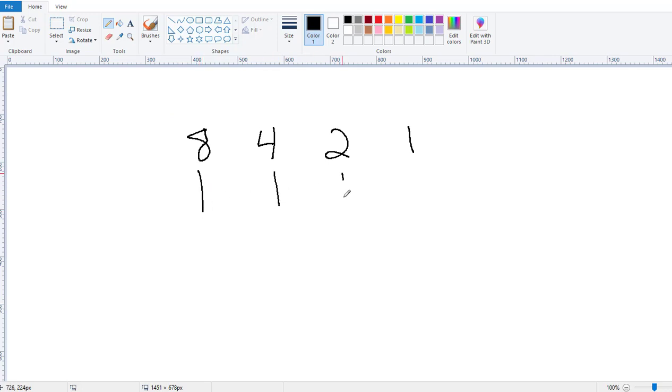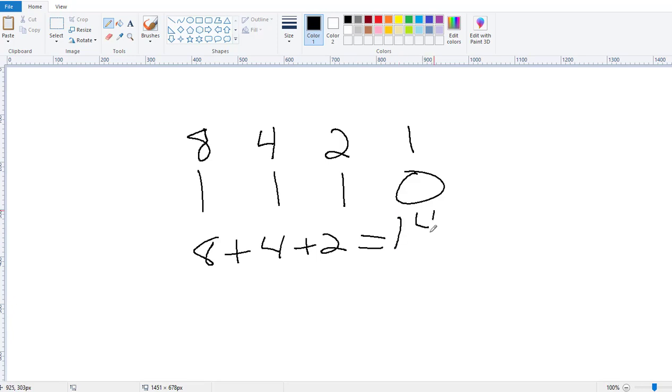1110. So we're going to get 8 plus 4 plus 2 give us 14. And 14 is E. So E equals 1110. Okay. So much easier than binary, but again, the exact same concept.